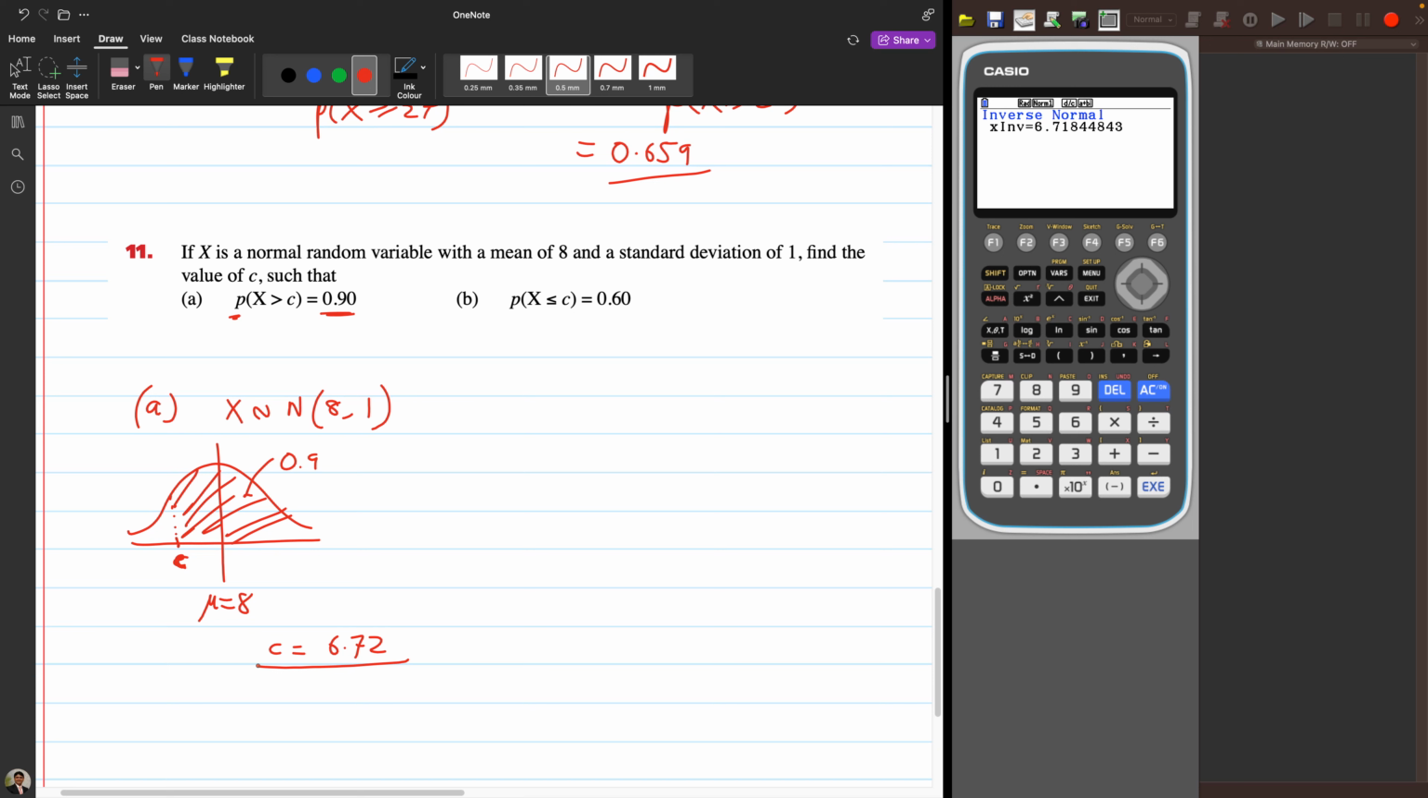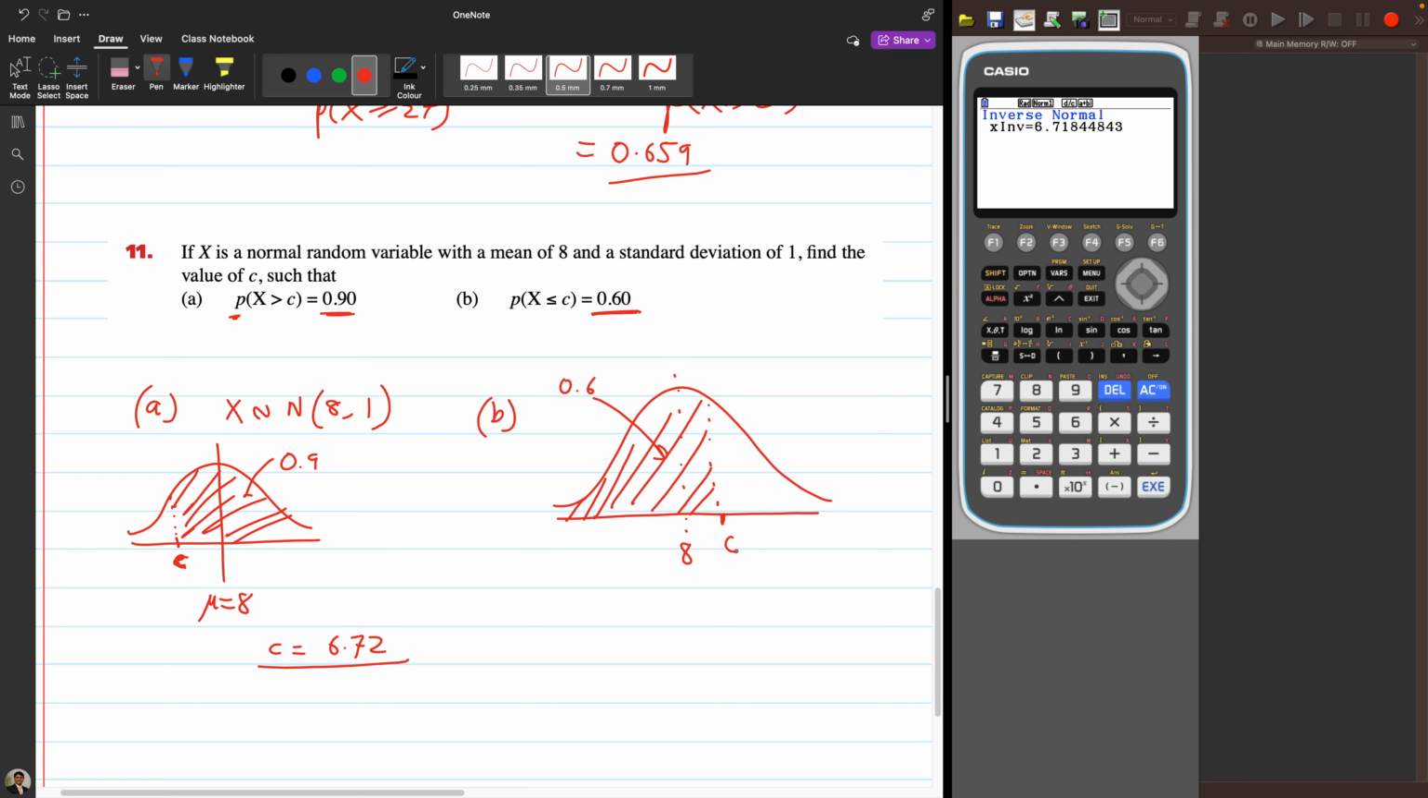Okay. Try part B. If I ask you a simple question, will it be above 8 or below 8? Below. This is 8. Now what is the area? 0.6. You want less than 0.6, so this area has to be 0.6. So your answer should be above 8. If you get it below, it means you made a mistake.